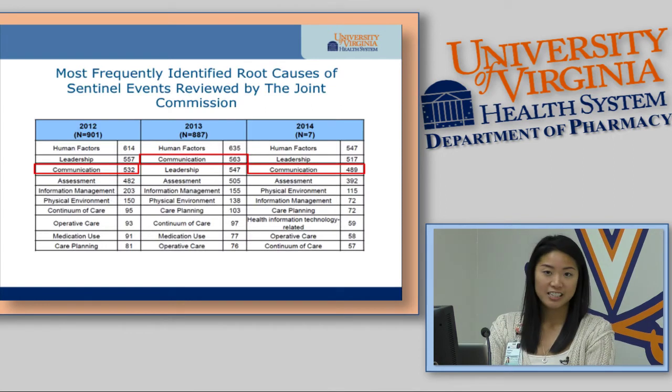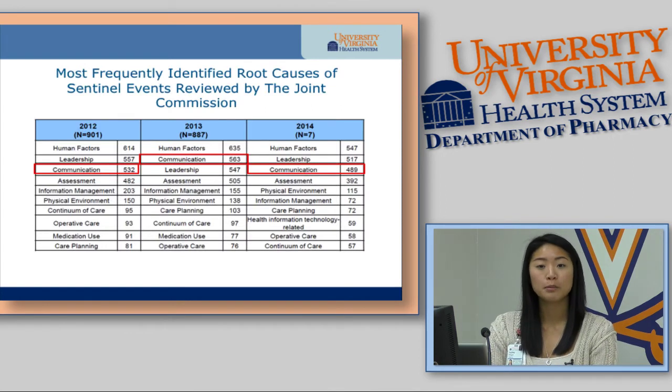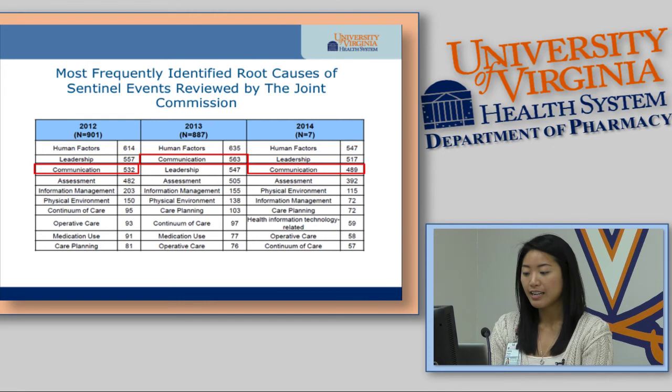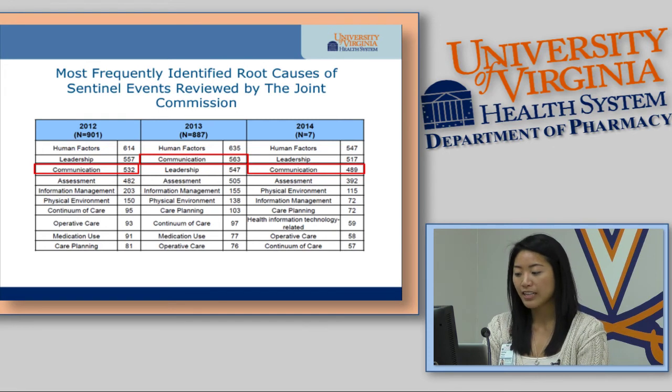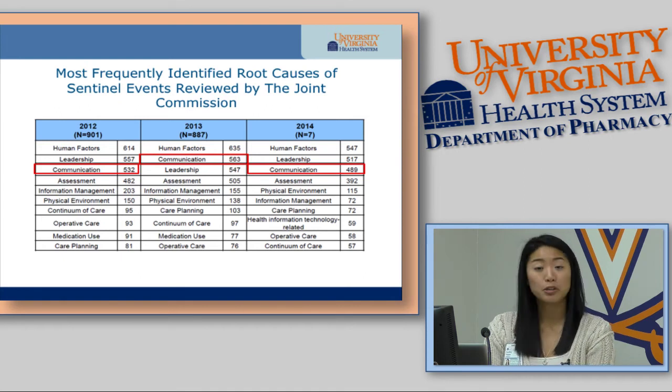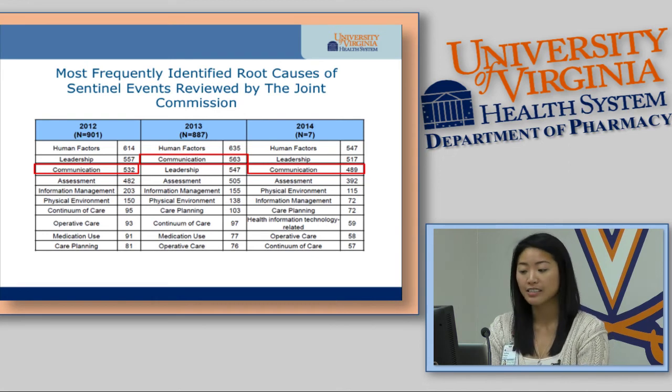The Joint Commission is an organization that helps develop standards for health systems. Every year they release sentinel event data. Sentinel events are self-reported to the Joint Commission, and once a sentinel event is reported, a root cause analysis is required to be performed. You can see here that between the years 2012 and 2014, communication was within the top 3 factors of sentinel events.